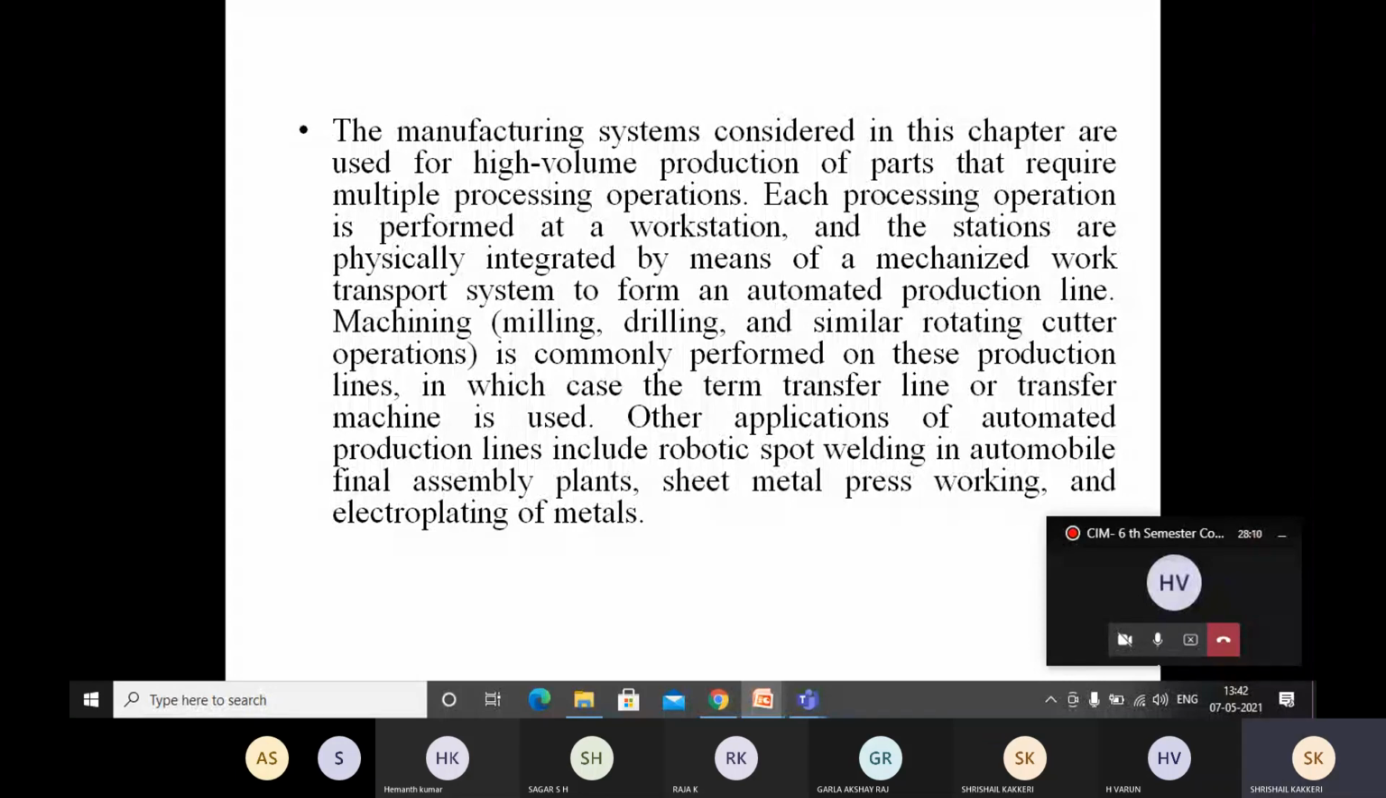Okay, and here one term will come across, which I have not written here: starving of station and blocking of station. Please make a note. Many times they will ask for short notes on starving of station and blocking of station. Simply, here I'll take one example.